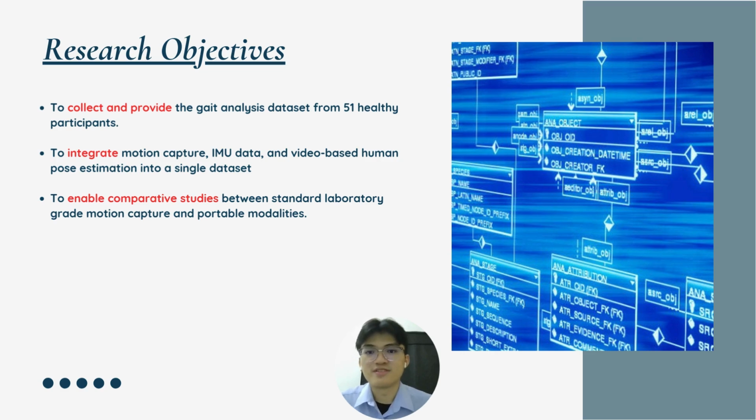Next, we'll move on to our research objectives. In our finding journals about human gait analysis, there are three research objectives. The first is to collect and provide the gait analysis dataset from 51 healthy participants. Second is to integrate the motion capture, IMU data, and video-based human pose estimation into a single dataset. And last but not least is to enable comparative study between the standard laboratory-grade motion capture and portable modalities.